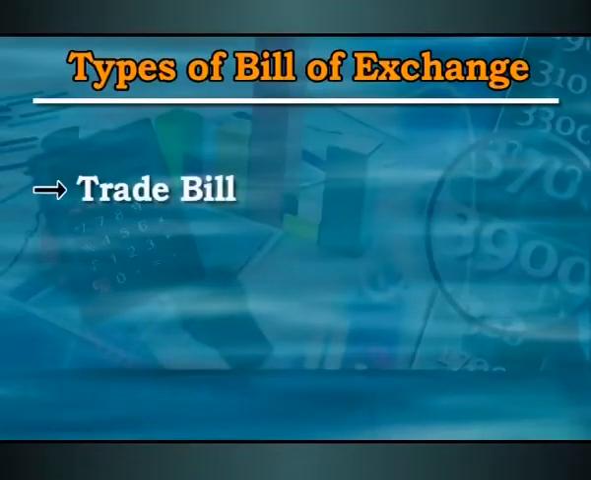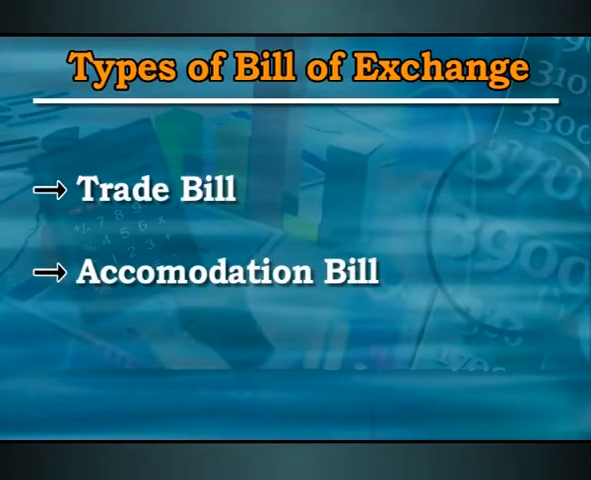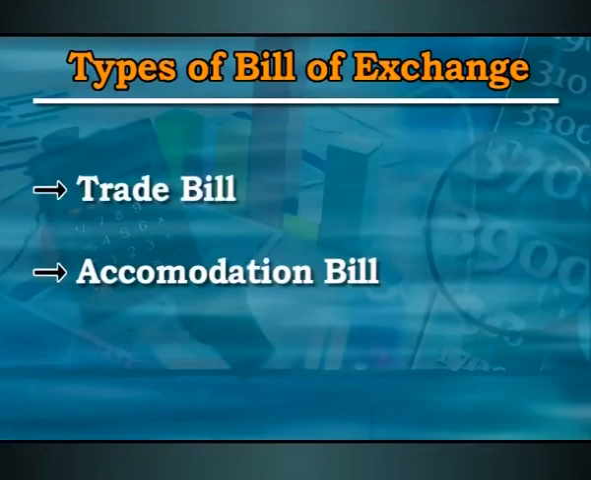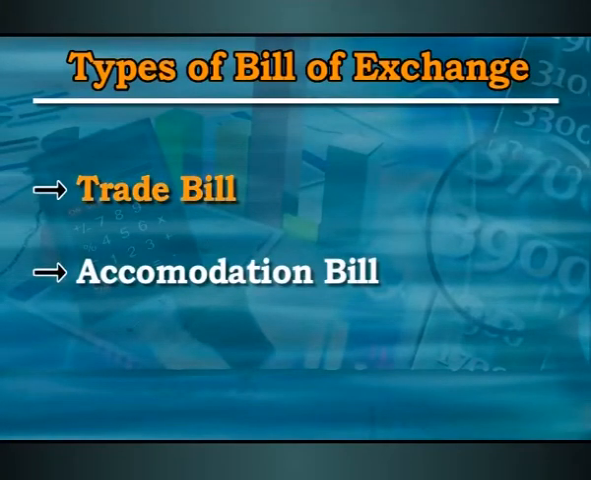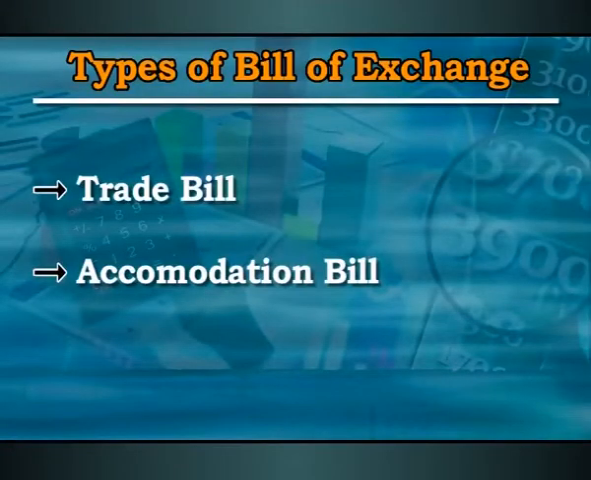There can be two types of bills of exchange. One is the trade bill, another is called the accommodation bill. Generally, a bill of exchange is written by the creditor or the seller when the goods are sold on credit basis. This is called a trade bill. In this case, the consideration is the amount against the goods which have been sold, and the payment is to be made on some later date.